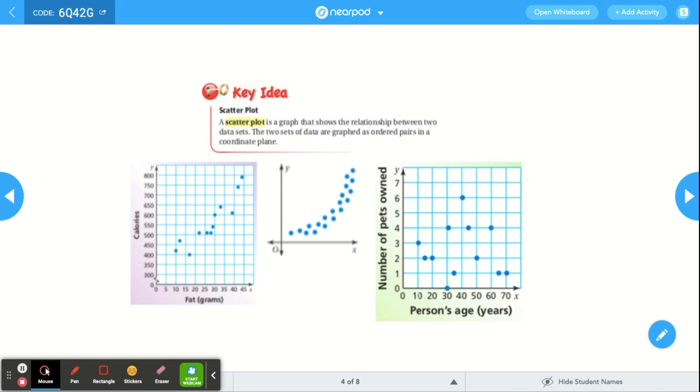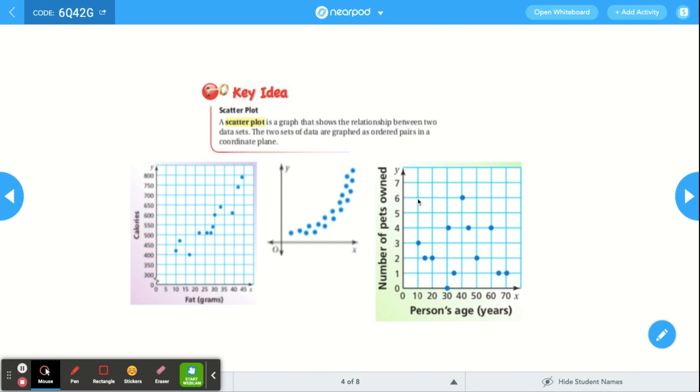All right, so just real quick, a key vocabulary word that you're going to be hearing a lot today is a scatter plot. And these are three examples of what scatter plots are. What they basically are is some sort of graph that shows a relationship between two data sets. The two data sets, or sets of data, are graphed as ordered pairs on a coordinate plane.